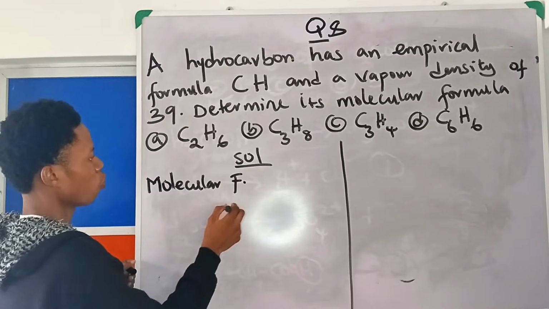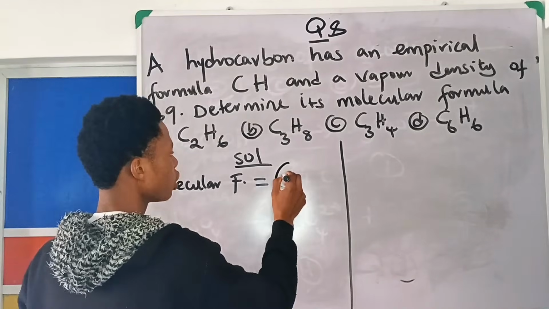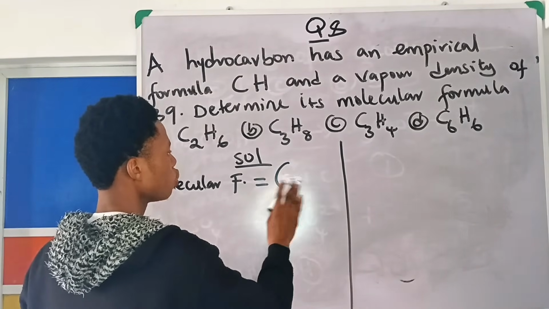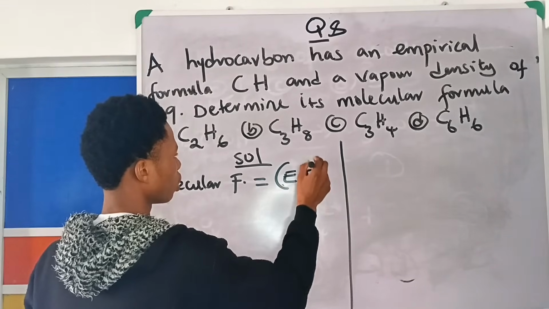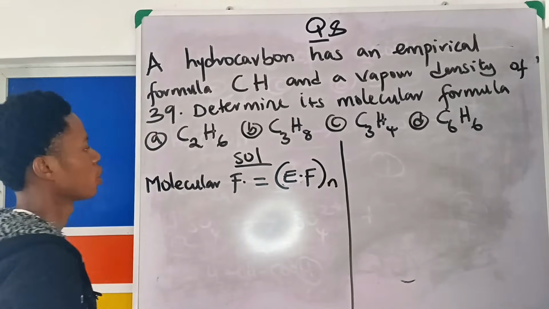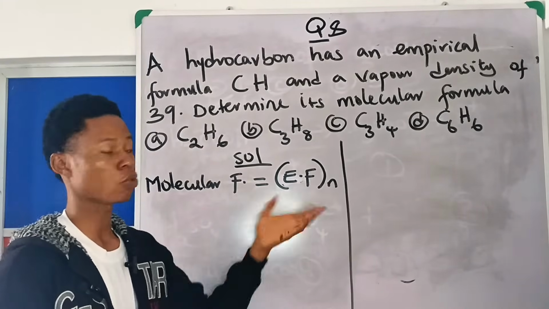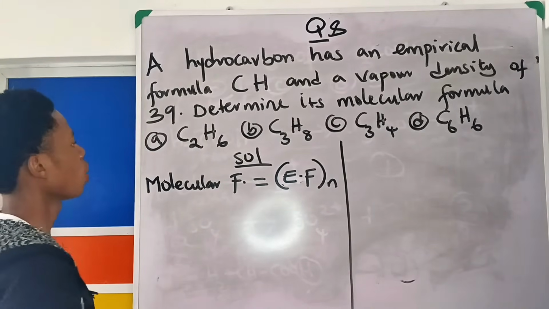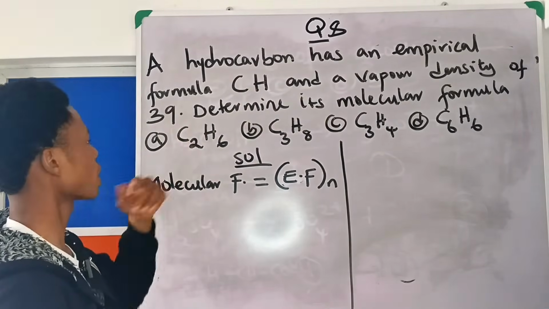I'm using F for formula, is just equal to the empirical formula. Let me use EF for empirical formula, times N. So molecular formula is just empirical formula times N. We look at what N represents. Now, in that question, we're given vapor density as 39.